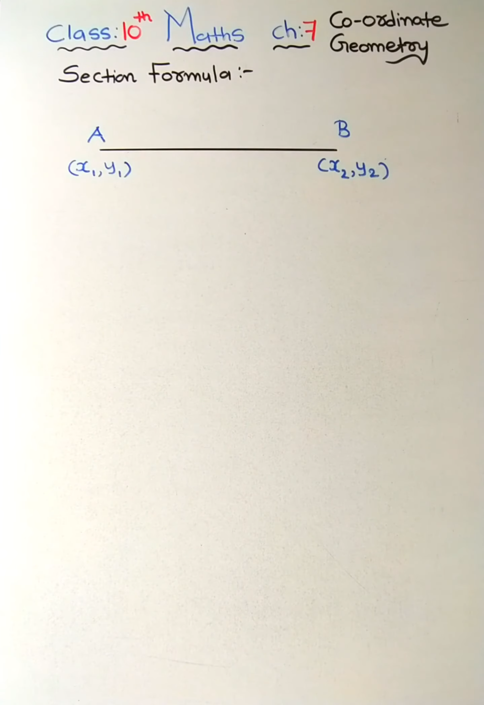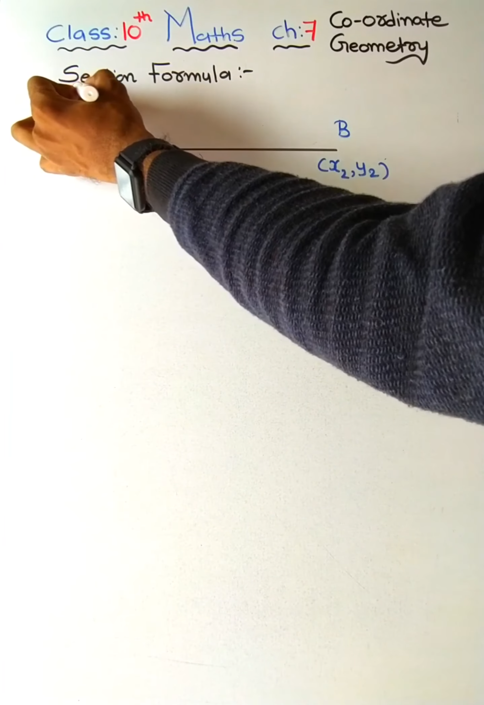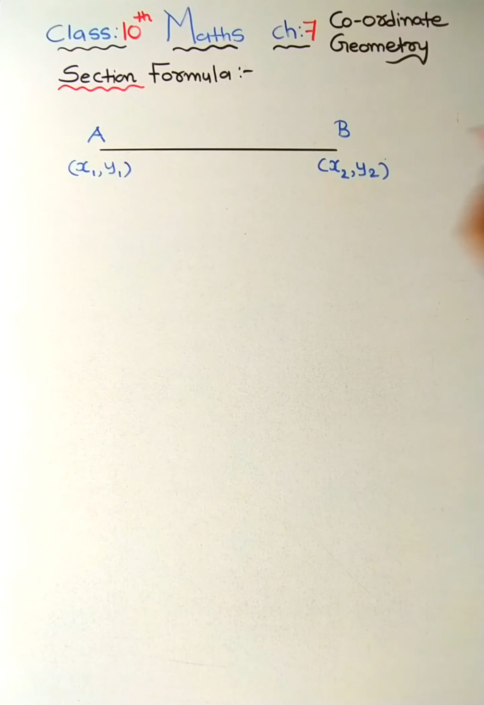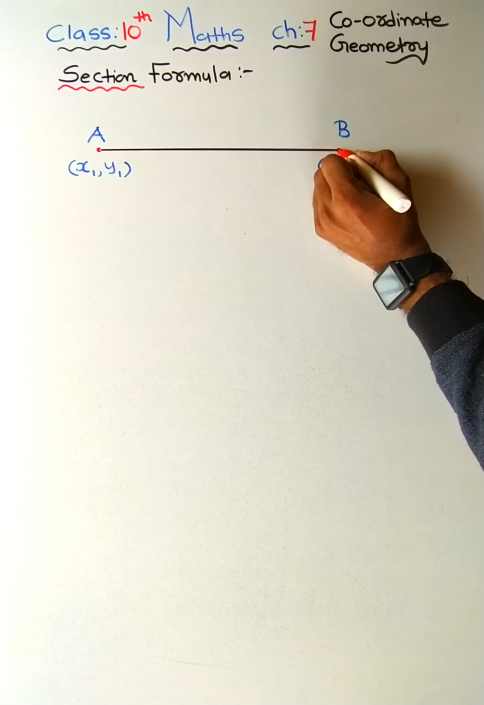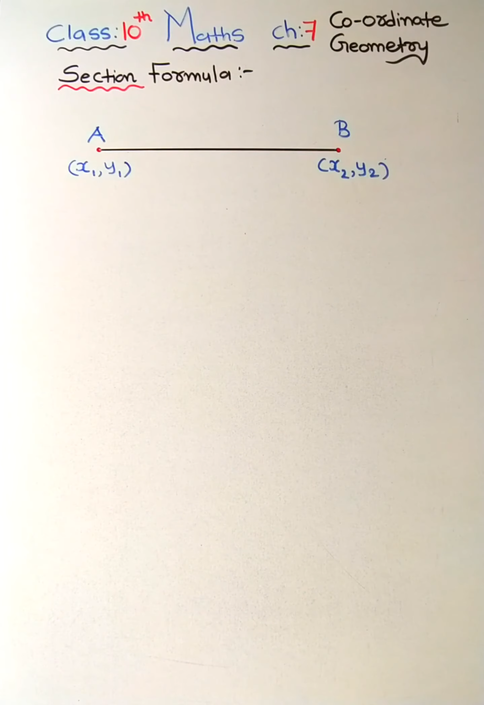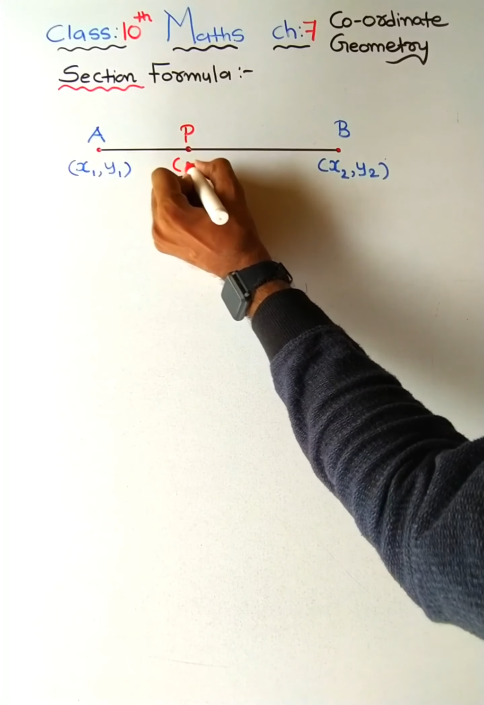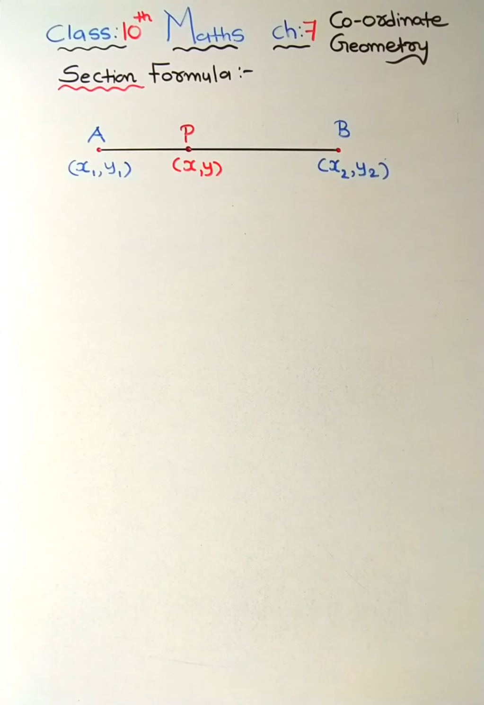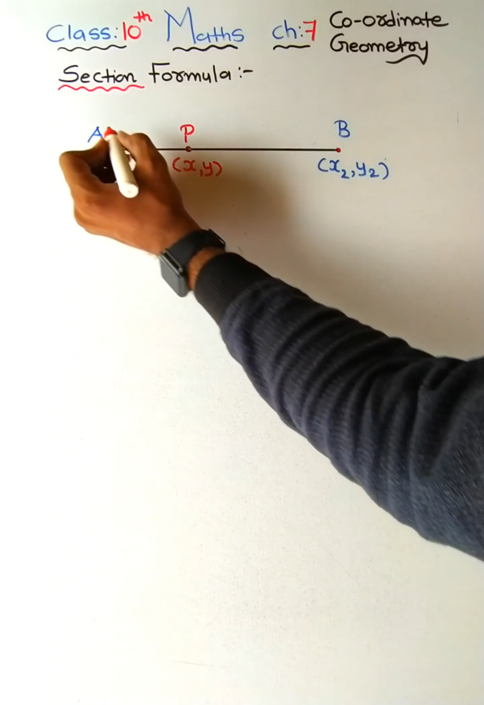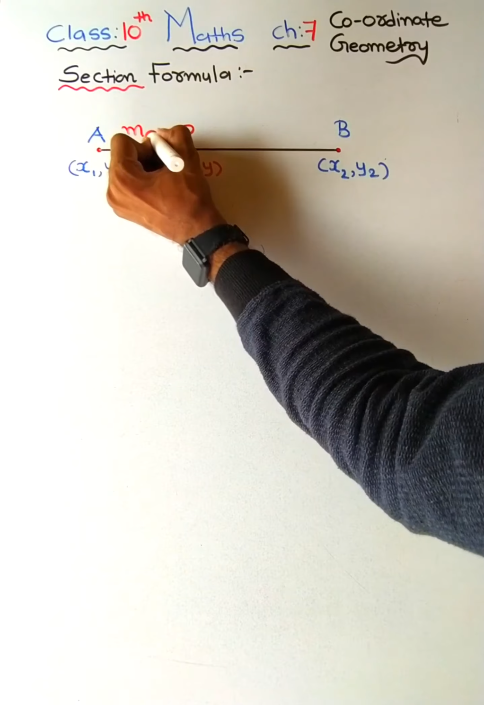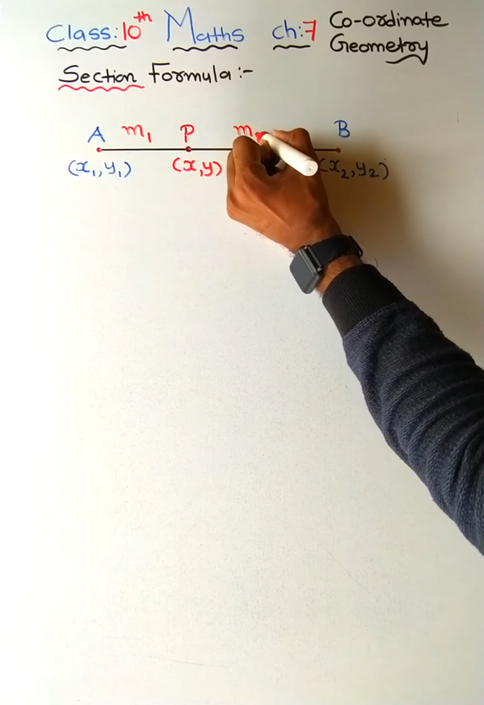Now in short, section means parts, right? Section means parts. So here there is a line segment which is called AB, and let us suppose that here there is a point P whose coordinates are x, y. Now you can see that these 3 points are collinear. P lies in between A and B. That means P is dividing the line segment AB. Let us assume that this part is m1 and this part is m2.